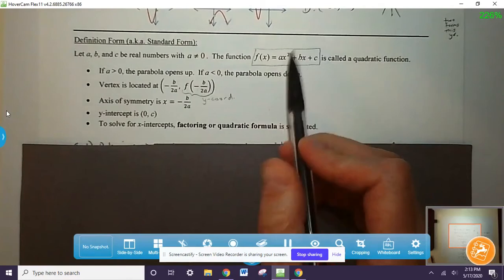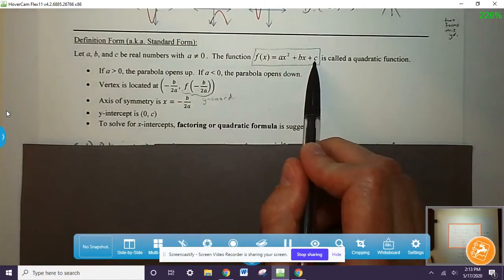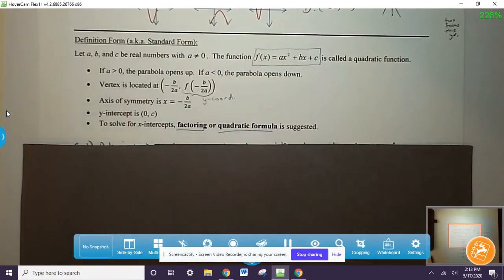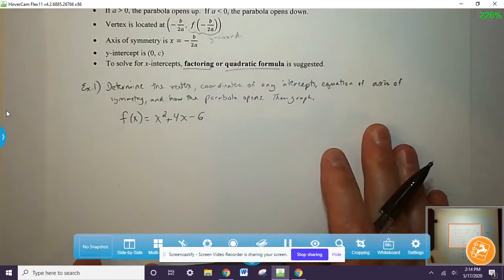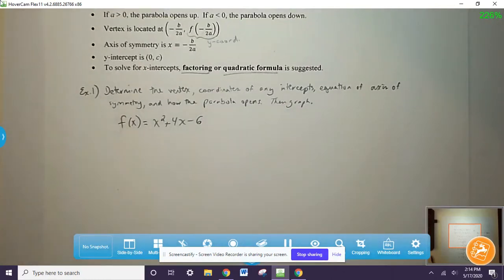When you have this definition form, the y-intercept is always going to be c. And to find the x-intercepts, you want to try factoring. If factoring doesn't work, quadratic formula. So let's go ahead and do our first example together. We are going to determine all of these things right here. And we don't have to do them in that order. We can do that in any order we want.